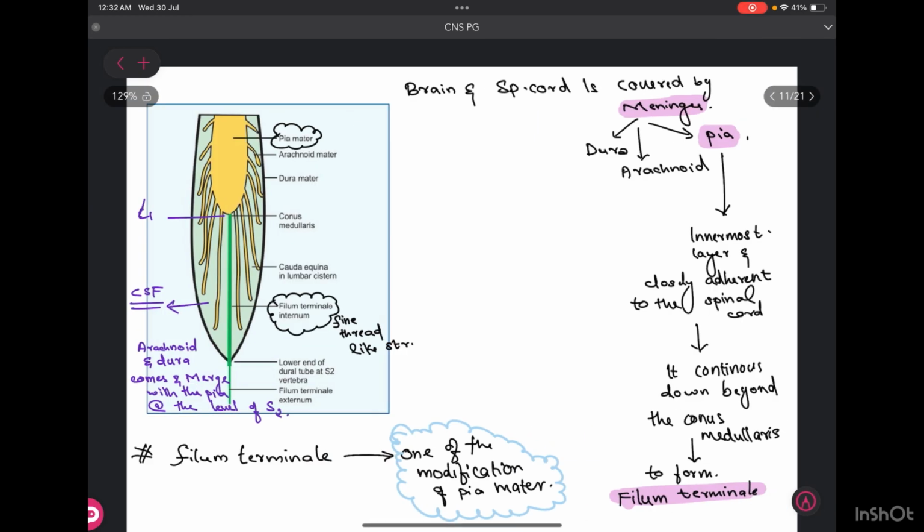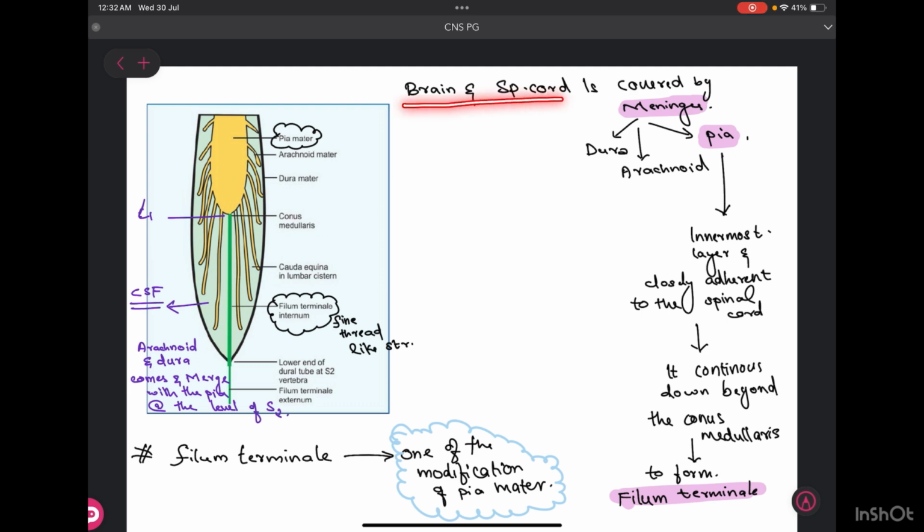Moving on to the next. This is the conus medullaris, and a thread-like structure is extending from here. This is called the filum terminale. I guess this much is clear.